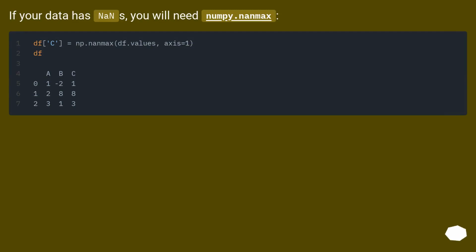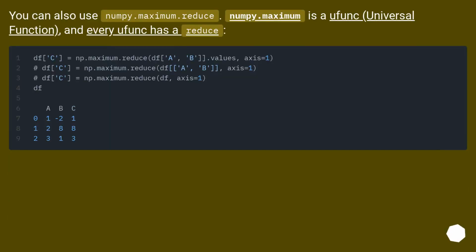If your data has nans, you will need numpy.nanmax. You can also use numpy.maximum.reduce. Numpy.maximum is a ufunc, universal function, and every ufunc has a reduce.